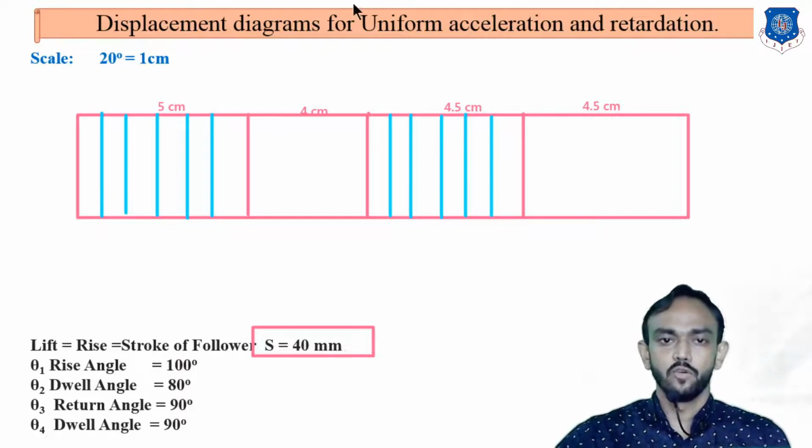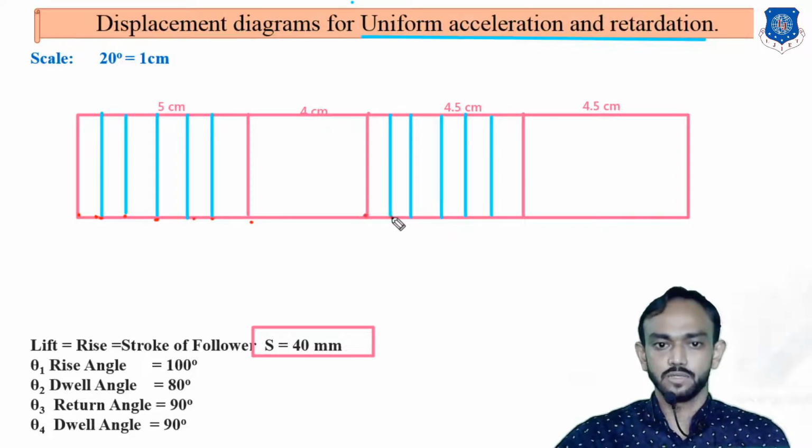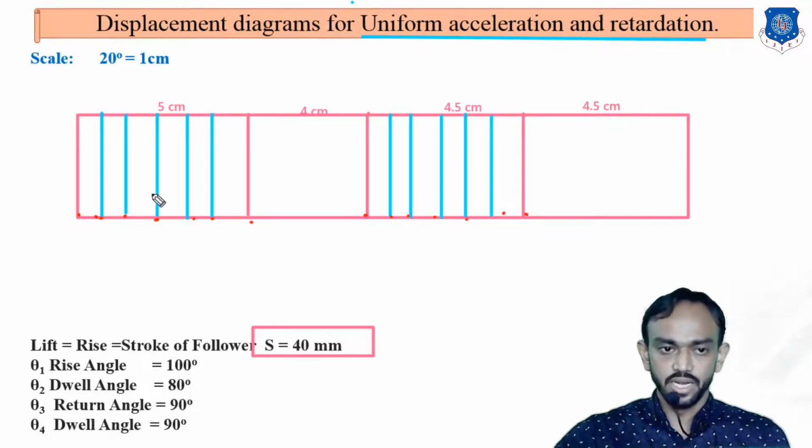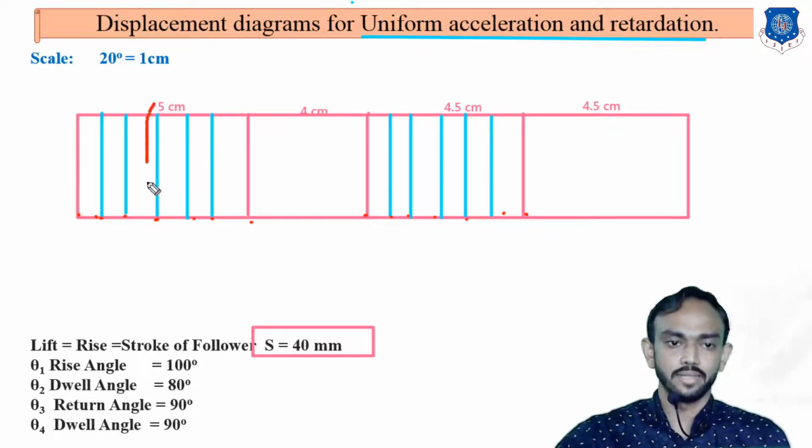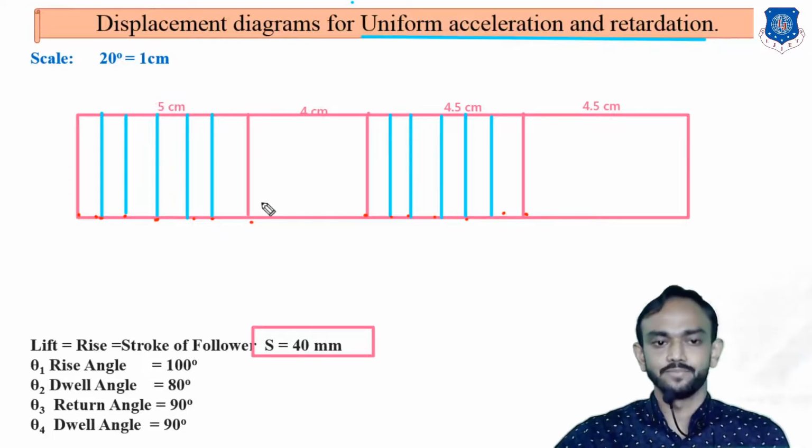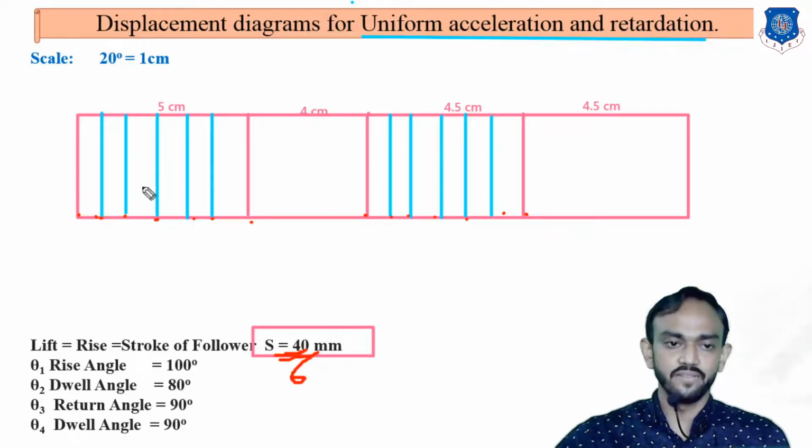After that, for the uniform acceleration diagram, you will give the notation here, all the notation like here 0, 1, 2, 3, 4, 5, 6, 0 dash, 1 dash, 2 dash, 3 dash, 4 dash, 5 dash and 6 dash. After that you will divide this center line. Division of this line means 40 is there, 40 divided by 6, whatever answer you get, divide this line in 6 parts, and like the center.